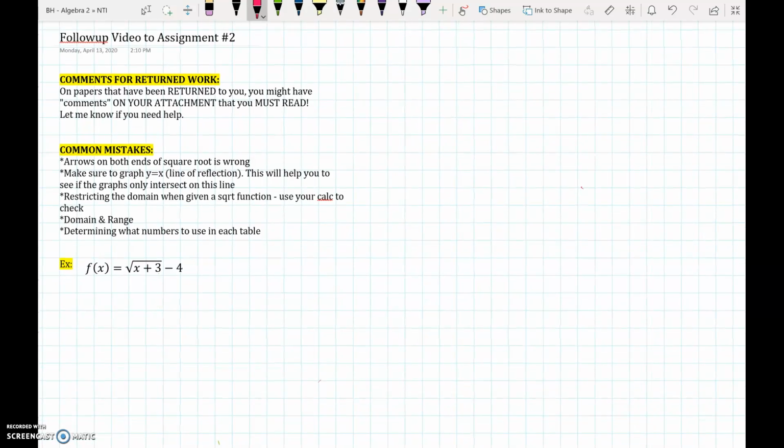First things first, make sure you're checking your comments for any returned work. That doesn't mean you'll have a comment on each attachment that you uploaded, but make sure you are clicking the box with the arrow if you're on your phone to make sure you can see those private comments on your actual attachment if we left those, okay?